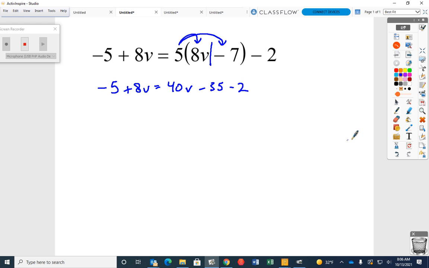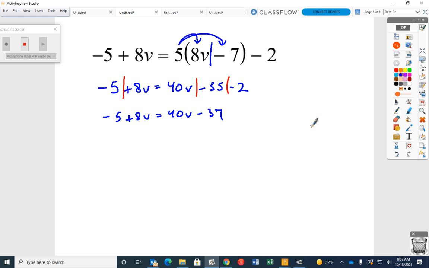Okay. Now, before I can go to the next step, I want to combine anything that I can. So I'm going to separate all these terms. Can I combine these two? I can't combine those. Why? Because they're not what? Like terms, okay? Can I combine 40v with anything? Can I combine negative 35 and negative 2? And what would that give me? Negative 37, okay? So I have negative 5 plus 8v equals 40v minus 37.